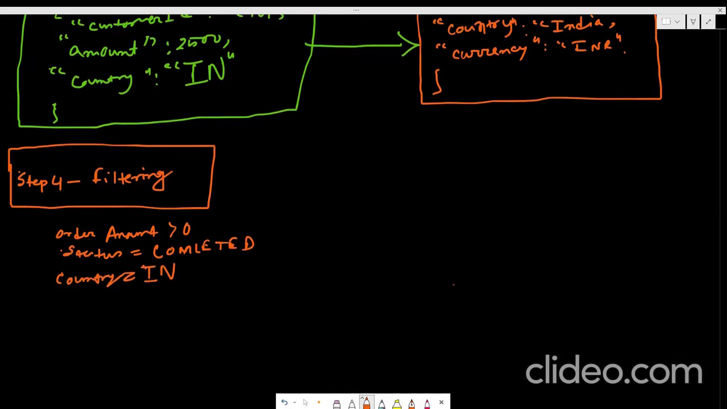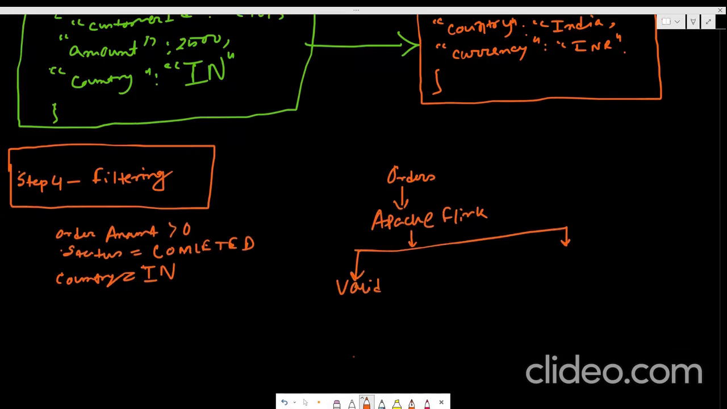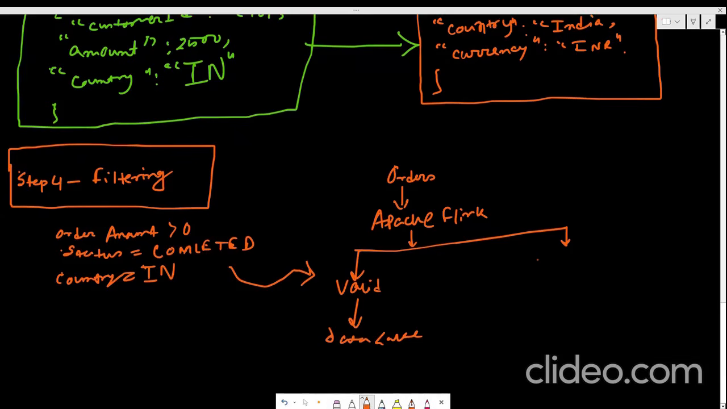So Flink can filter the invalid events. Some orders are there, and Apache Flink will consume those orders, and then the filtration work can happen. Whatever is valid, meaning it fulfills these conditions, we will send to the data lake, and whatever is invalid, we will send to the DLQ, the dead letter queue.